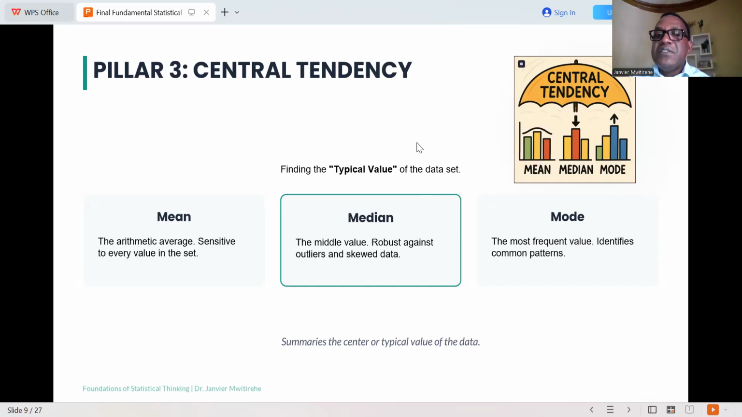So the mode is the most frequent value. It is simply to identify the value that was collected from different subjects. It identifies the common patterns.